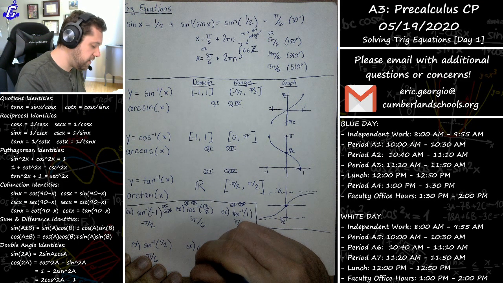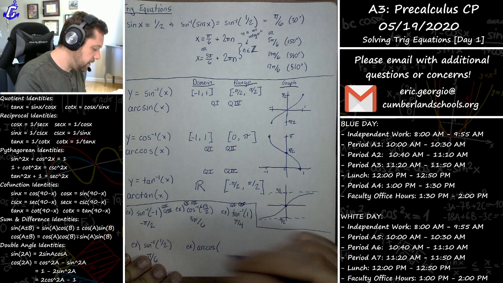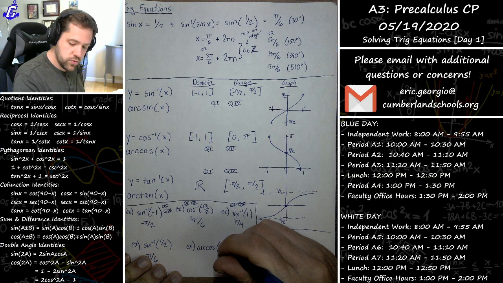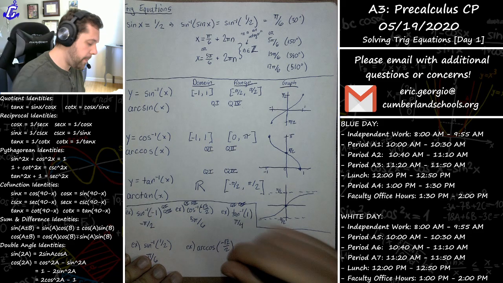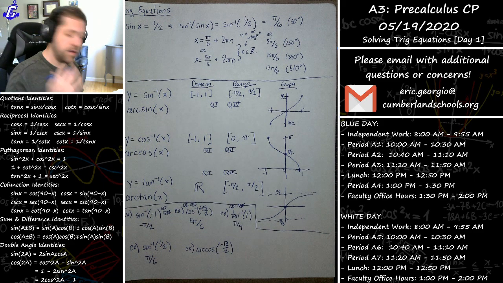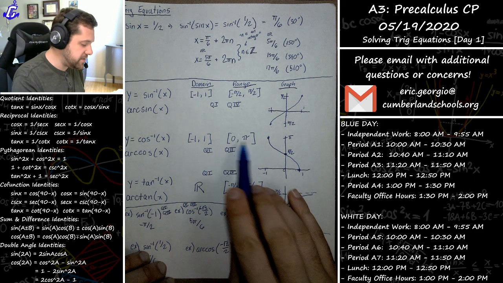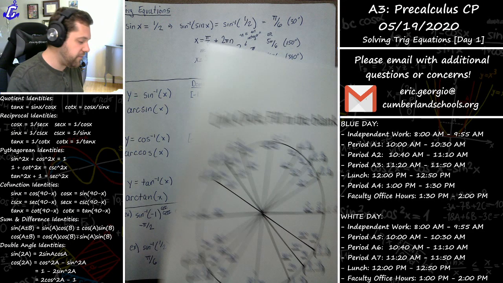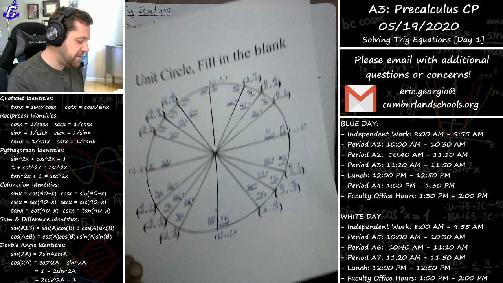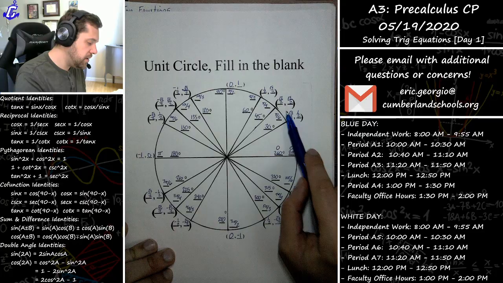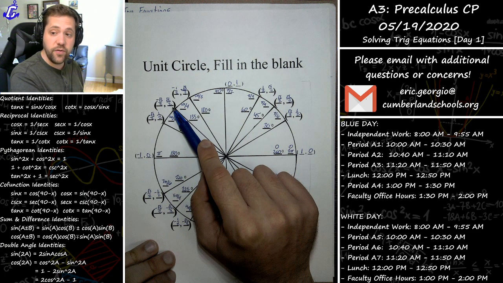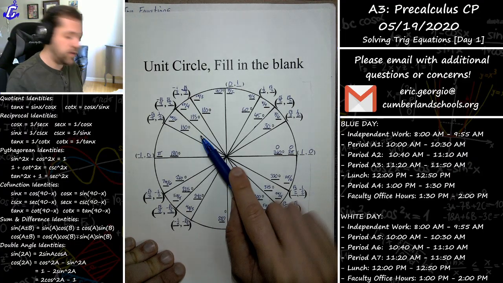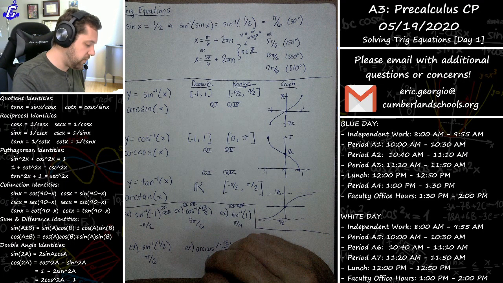If I say the arc cosine of, let's say, negative rad 2 over 2. Cosine inverse, I'm just looking from 0 to pi. I'm just looking in the first two quadrants. Where do I see that negative rad 2 over 2? Right there. So your calculator is going to spit out 135 degrees, or 3 pi over 4.